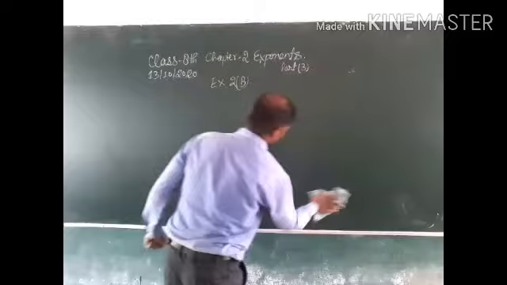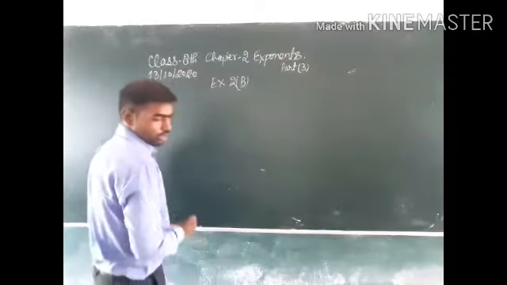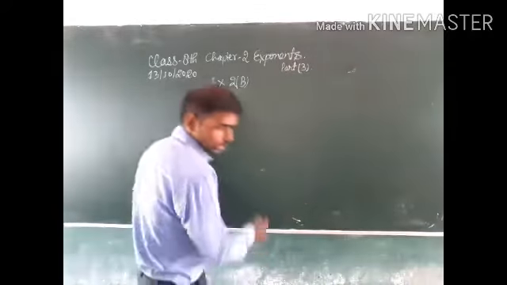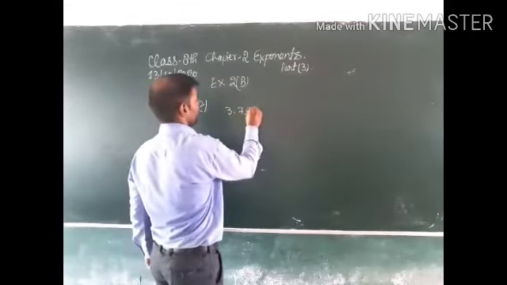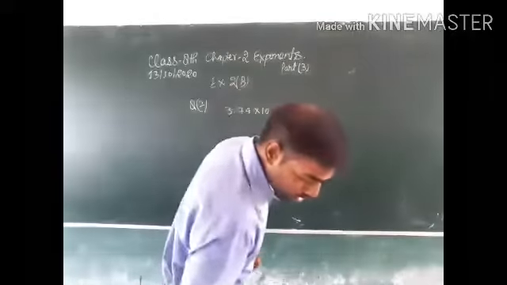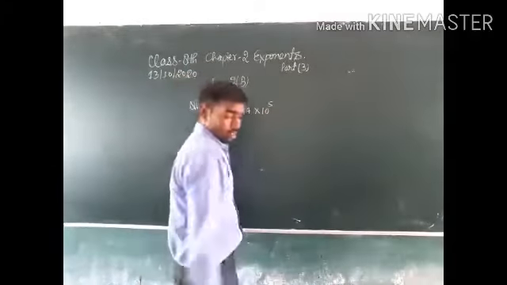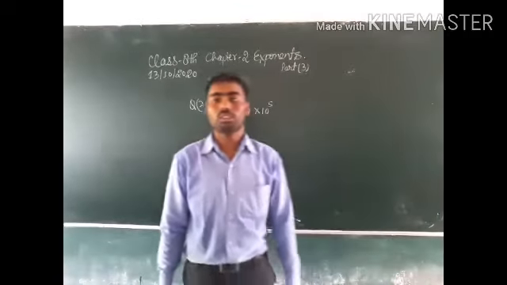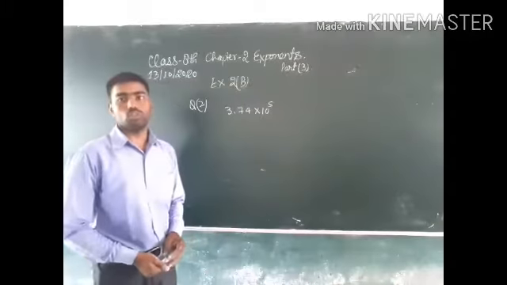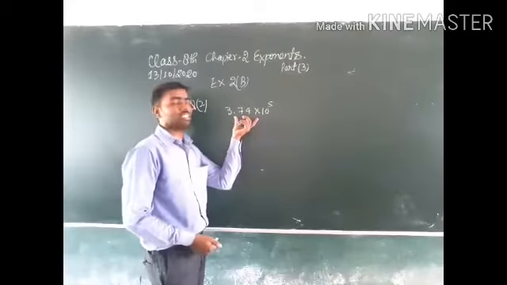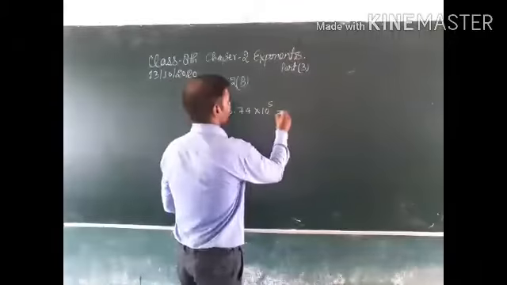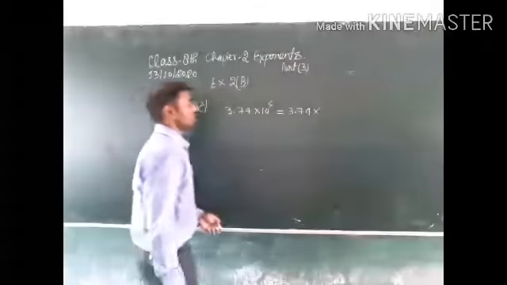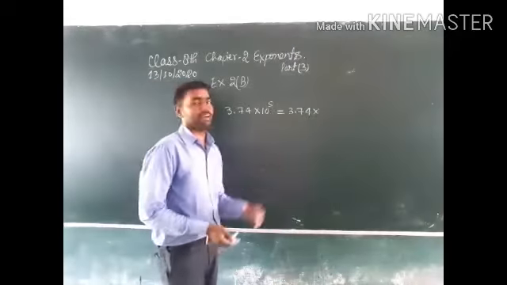Now we proceed to question number 2. Question number 2 is 3.74 into 10 to the power 5. What does the question say? The question says write each of the following numbers in usual form. Write this number in its usual form. It means the standard form is not required. So first of all, 3.74 into 10 to the power 5.